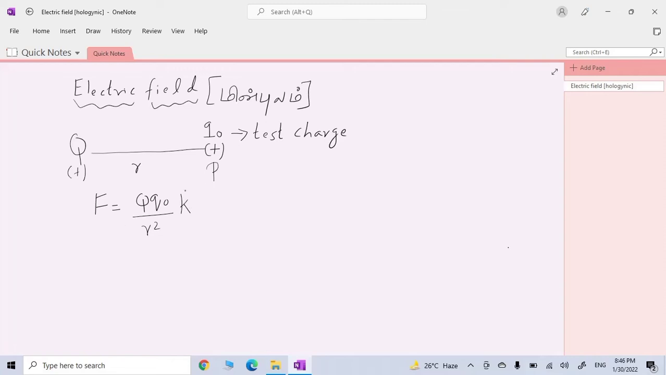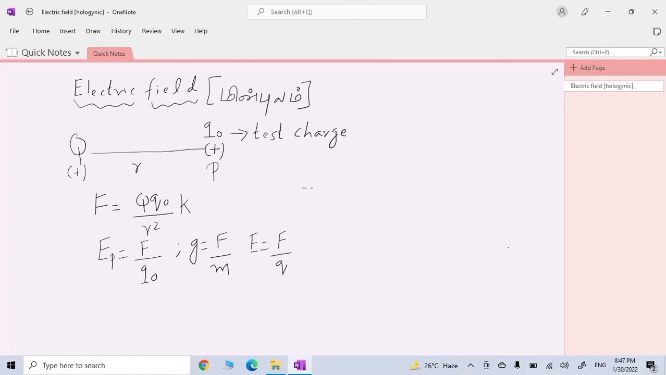Now let us define the electric field at this particular point P. The electric field at this point P is given by the relationship, the ratio of the force separated by the test charge Q naught. The force experienced by the test charge divided by this test charge would be the electric field. So electric field is very much similar to the gravitational field. The gravitational field is given by the formula force separated by mass. Similarly, electric field is given by the formula force separated by charge.